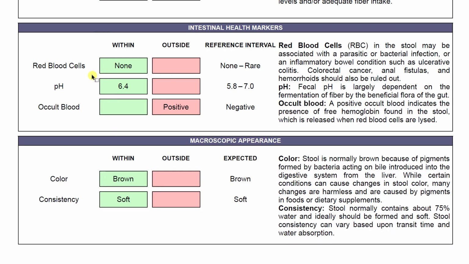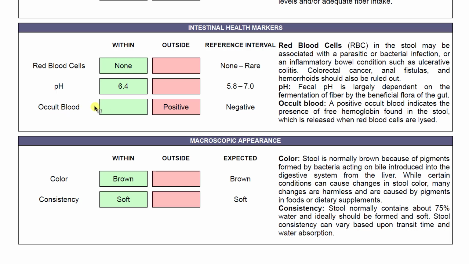And then finally, your intestinal health markers. Red blood cells, none were passing through, but you do have some occult blood. Occult blood is usually found because of the presence of free hemoglobin. This happens when red blood cells are lysed or broken, and I'd almost think of it as kind of like dried up blood, or the contents of the blood that have spilled out. The difference between red blood cells and occult blood is that red blood cells you can see in your stool, occult blood you cannot, so it's microscopic.